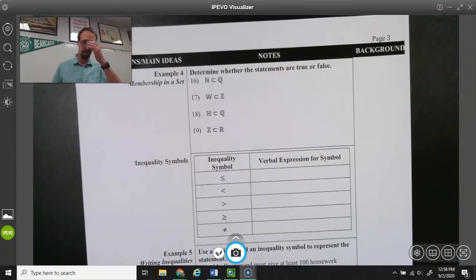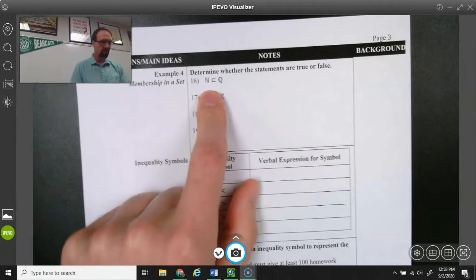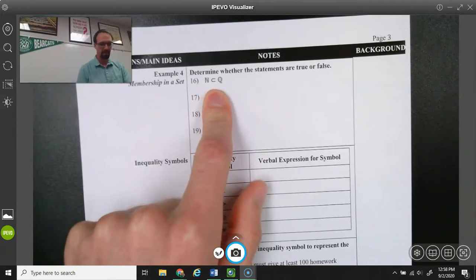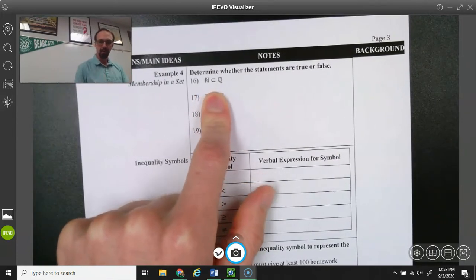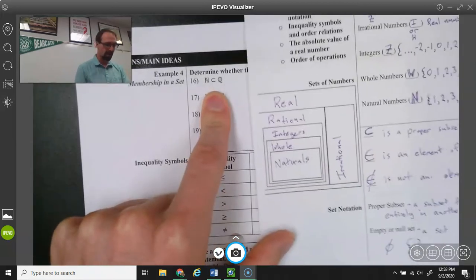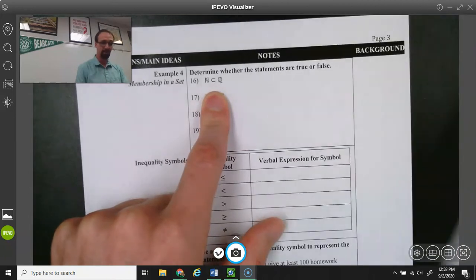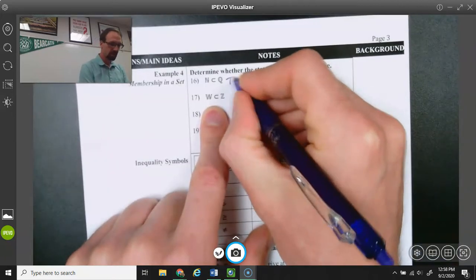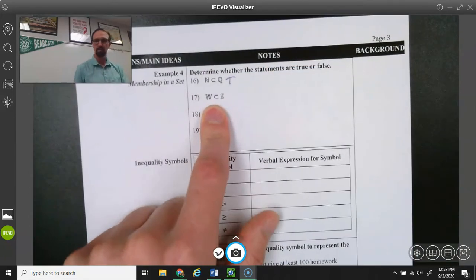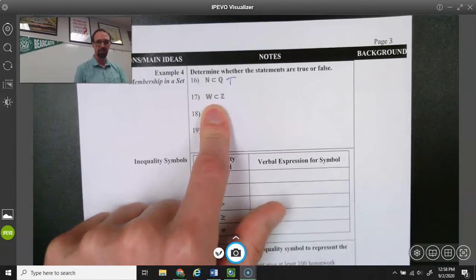Determine whether the statement is true or false. Are the natural numbers contained within the rationals? So if I go back to my chart from earlier, are the natural numbers a proper subset of the rationals? That is true. Are the whole numbers a proper subset of the integers? So they are contained within that.